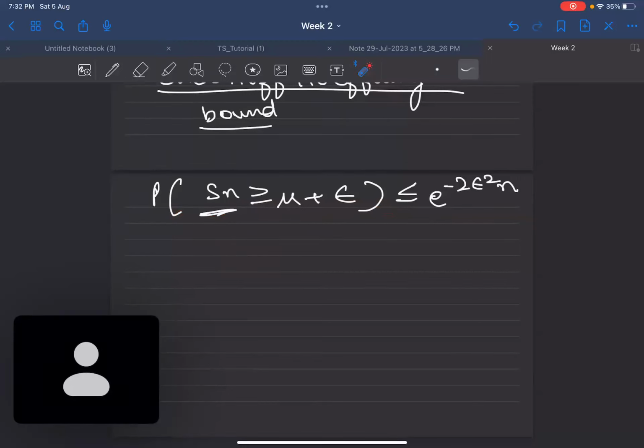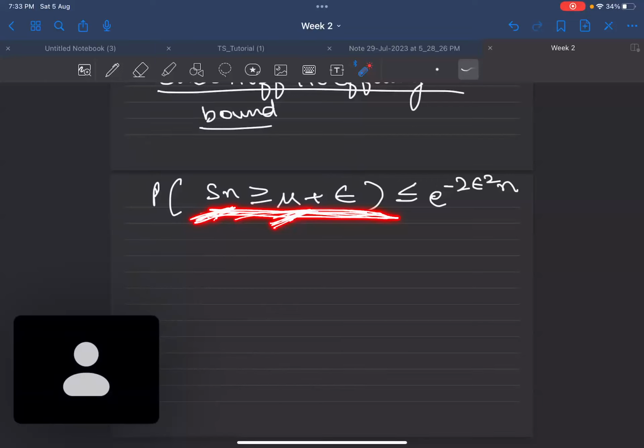Ma'am, if we sample a random variable from its distribution a number of times, then the probability of the estimated mean being epsilon apart from the true mean is less than e to the power minus 2 epsilon square n. Can I say that, from only this term, how far Sn is from the mu? How far the estimated value is from the mu? Is it telling me that?